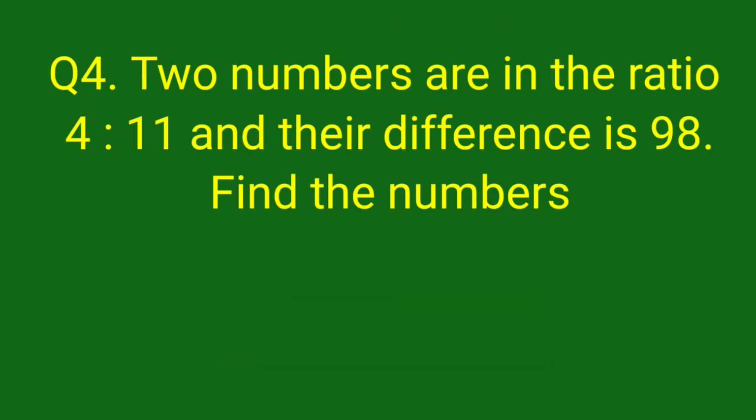Number 4: two numbers are in the ratio 4:11 and their difference is 98. Find the numbers. You have to understand the sum over here. They said the difference, not that the two numbers are in the ratio of 4:11. No, it's not that. They said the difference, and that also in the ratio. That means 11 and 4, they are two different numbers.